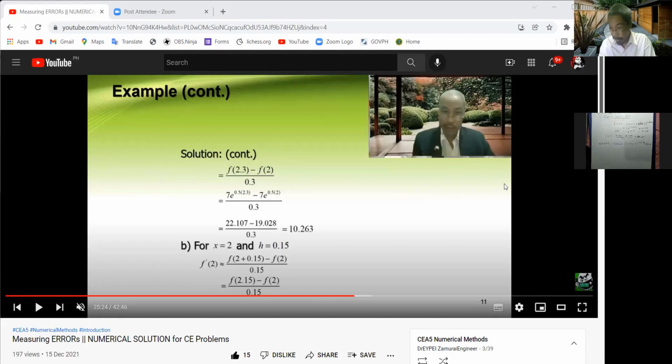f(x plus h) is equal to f. Okay, look at my hand. f(x plus h) is equal to f(2.15), because x is 2 and h is 0.15. So 2.15. Then shift e to the power 0.5 times 2.15. If you press the equal sign, you will get 20.510.